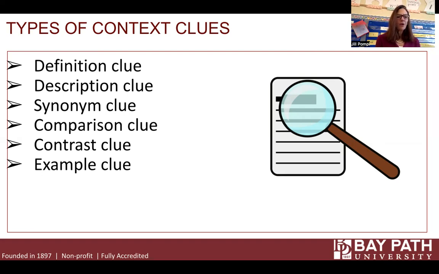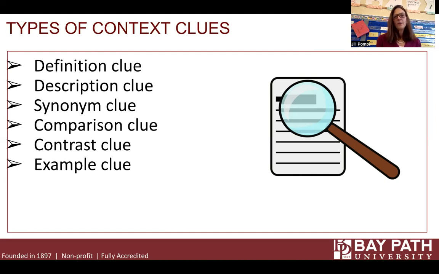An author might use a comparison clue. Here, the target word is compared with other examples that are similar. So if I want my students to understand the word pupil as part of my eye, the sentence might say, light enters your eye through a pupil, which is like a small hole. And you can see that the author has done a comparison there.